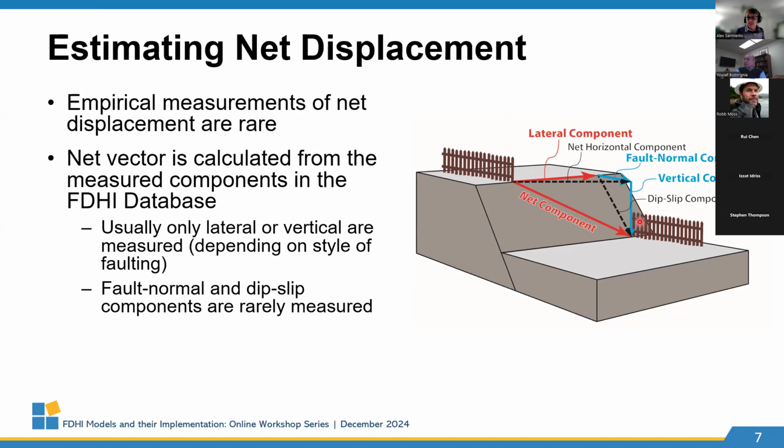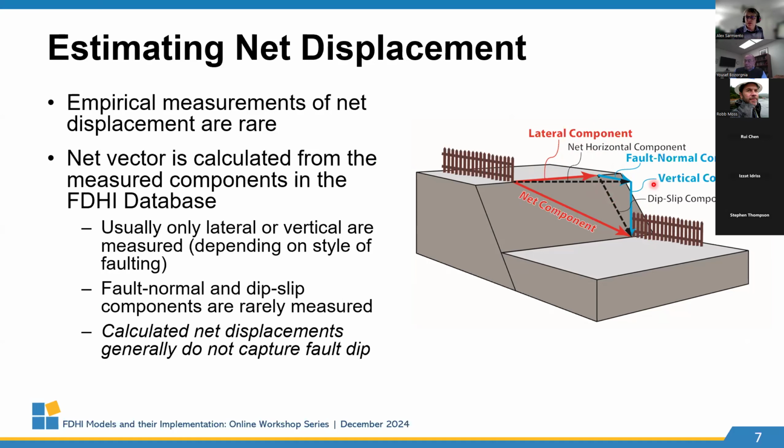What is really missing in a lot of cases, a lot of sites and a lot of events, is that heave component, that fault normal displacement, or a dip slip component, that either opening or compression, that dimension is missing and it's rarely measured, it's not usually reported. And so that means when we calculate the net displacements in the database, that heave or fault normal component is missing in a lot of cases, and the net is really the resultant of a lateral and a vertical displacement.